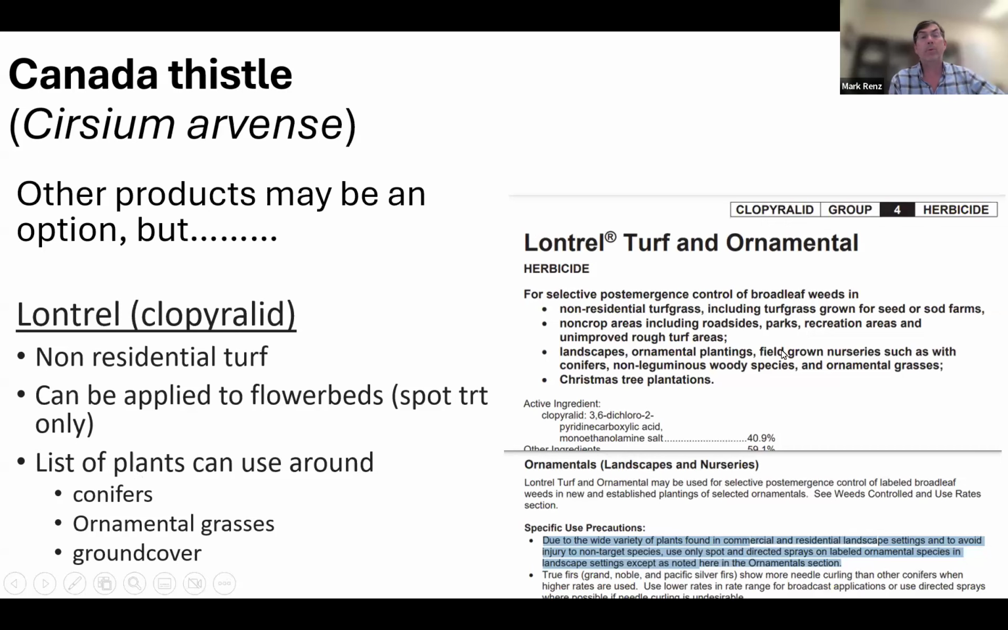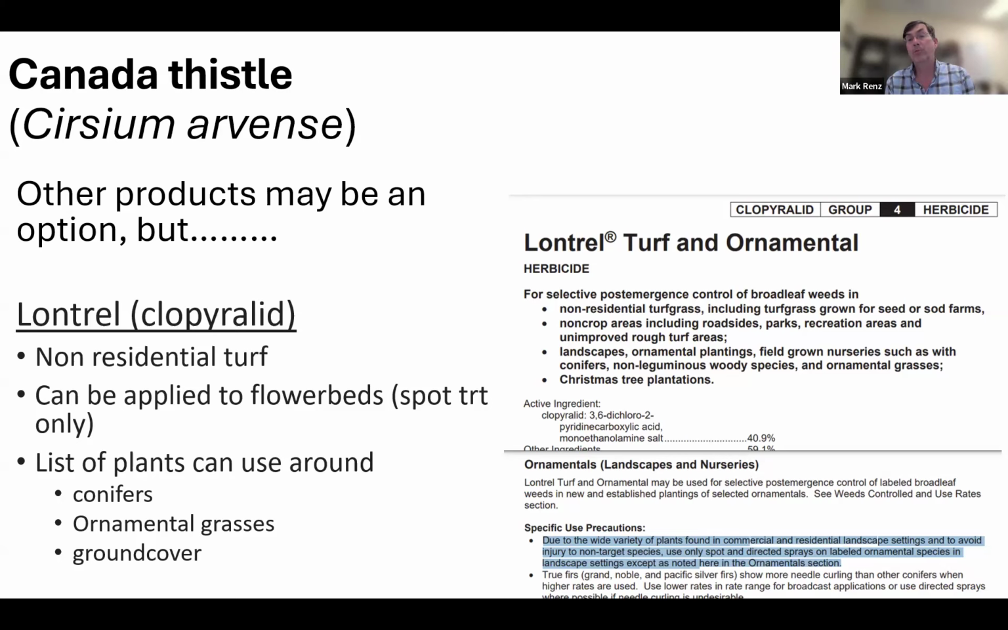And so here's a great example, this product called Launtrol. The active ingredient in this is clopyralid. It's actually registered for use in turf, but only non-residential turf, and we'll talk about why that's the case in the next slide. But it actually can be applied to the flower beds, but only in a spot treatment approach. They do have some information on which types of species you can apply this in beds. There's a list of plants that are safe, such as conifers, ornamental grasses, and several ground covers.